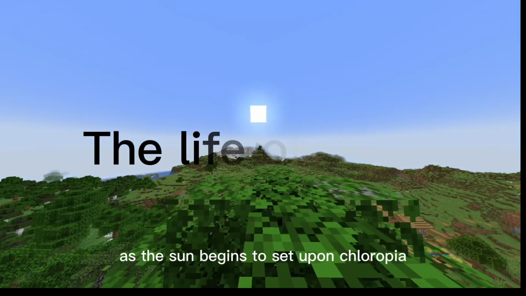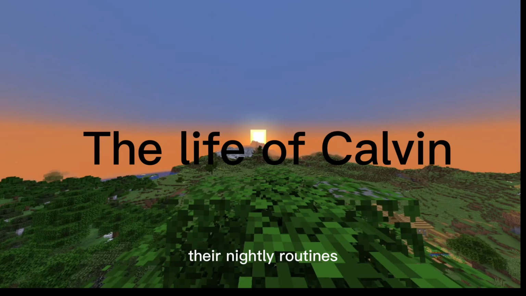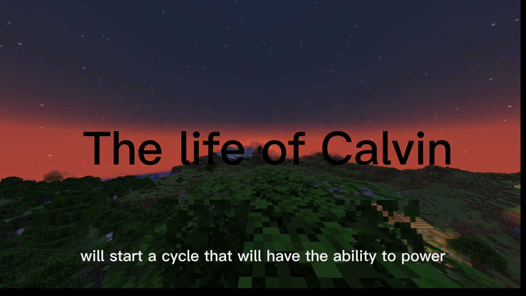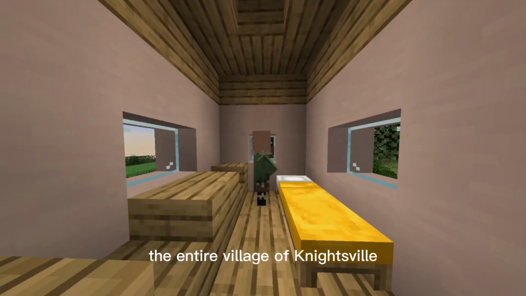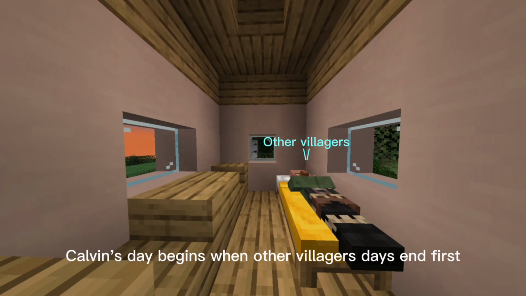As the sun begins to set upon Chloropia, the people of Lightsville and Darksville begin their nightly routines. But one villager by the name of Kelvin will start a cycle that will have the ability to power the entire village of Lightsville and Darksville. You see, Kelvin's day begins when other villagers' days end.